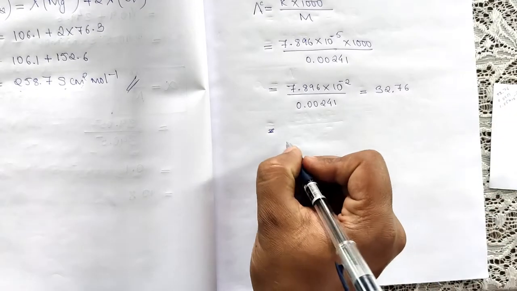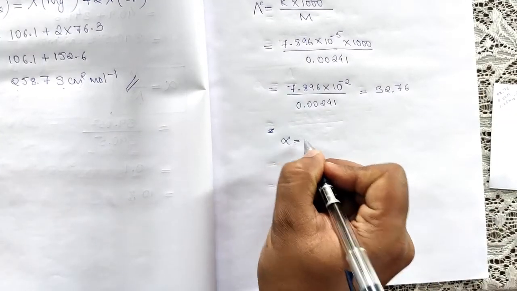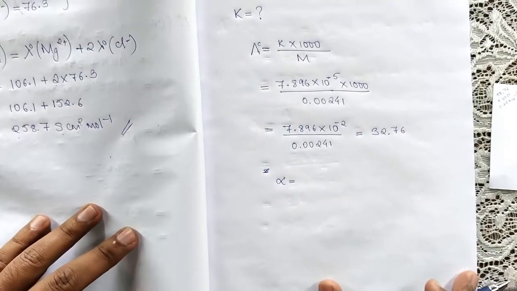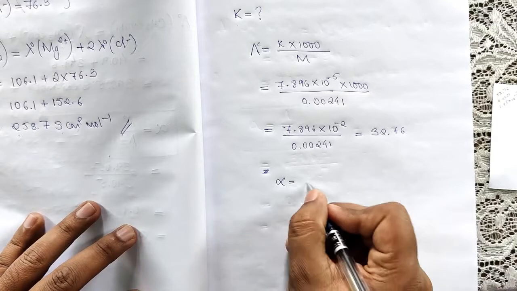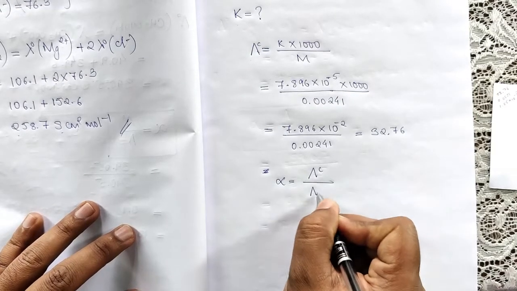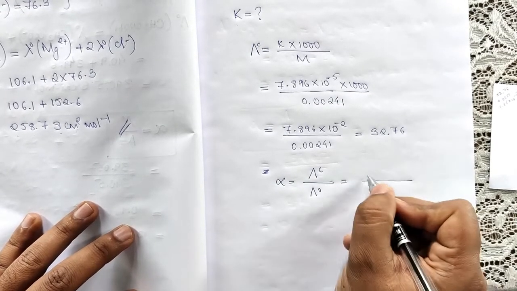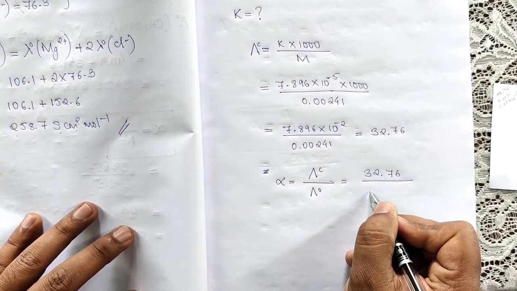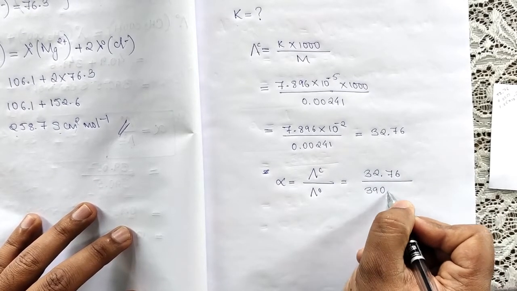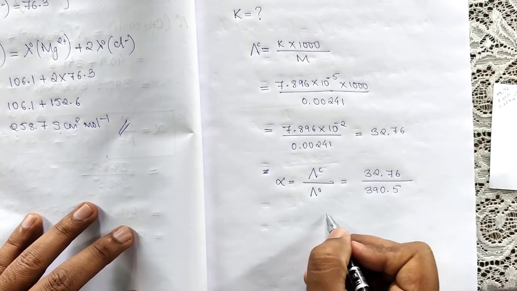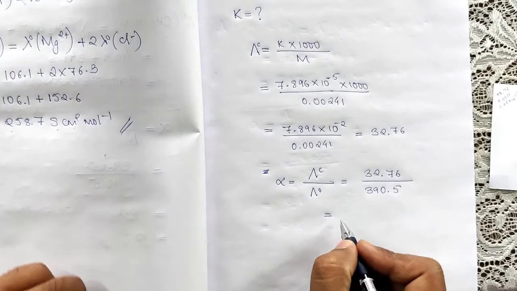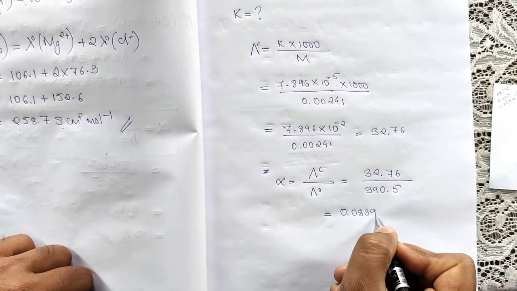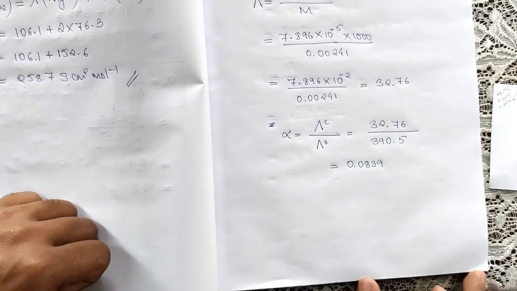Why are we finding all this? In order to find degree of dissociation, you need this one as well. So we need to calculate this lambda C by lambda naught. So 32.76 divided by 390.5. If you calculate this one, you shall have 0.0839. So this becomes your alpha.